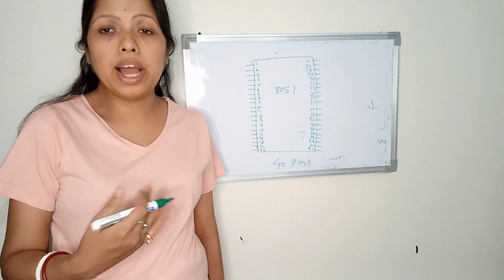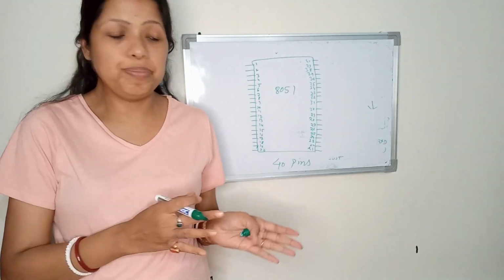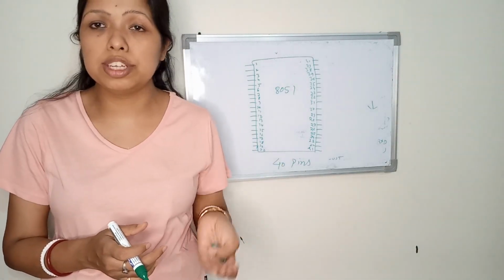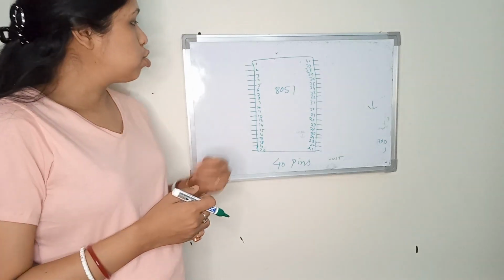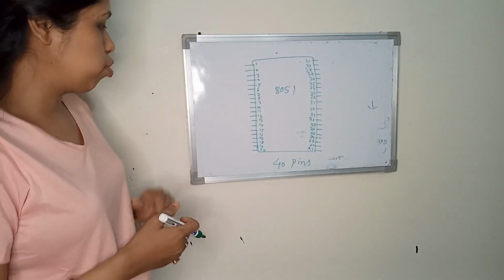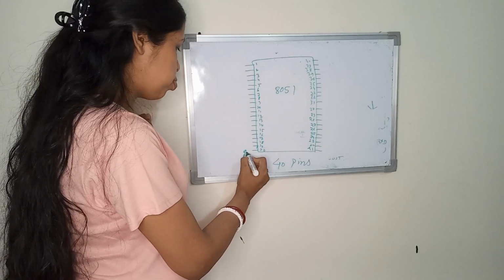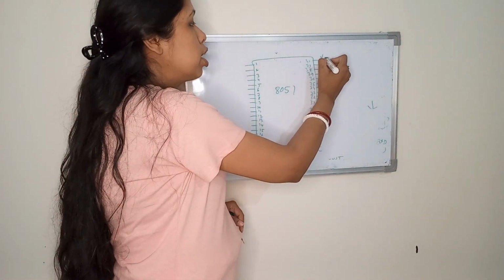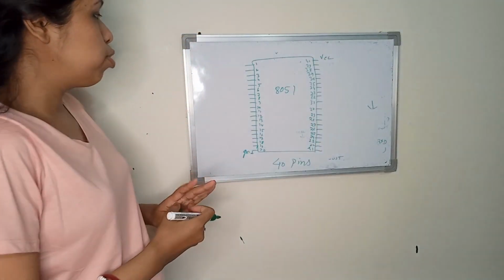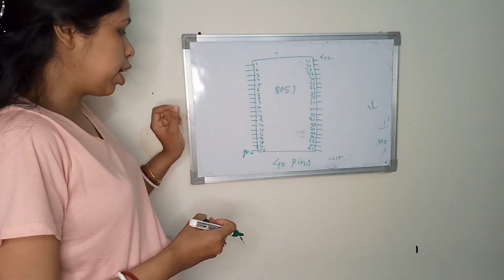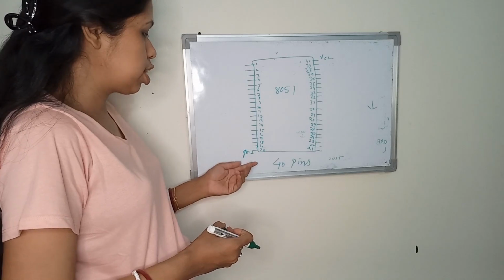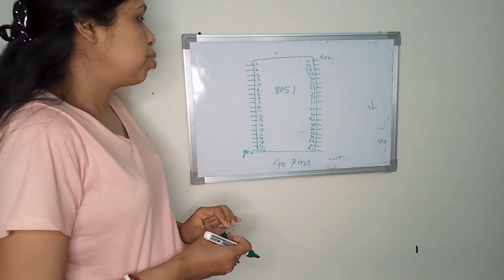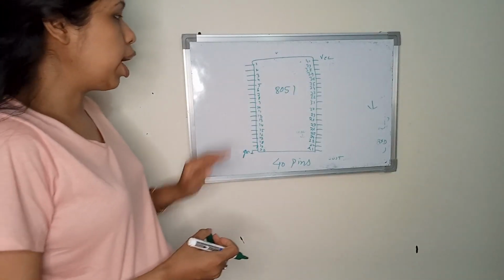In digital electronics also you have seen lots of IC diagrams. In every IC you will have the ground connection as well as the VCC connection. In this 8051 microcontroller, pin number 20 is the ground connection and pin number 40 is the VCC connection. So before writing the other components, you can directly write that pin number 20 is ground and pin number 40 is VCC.